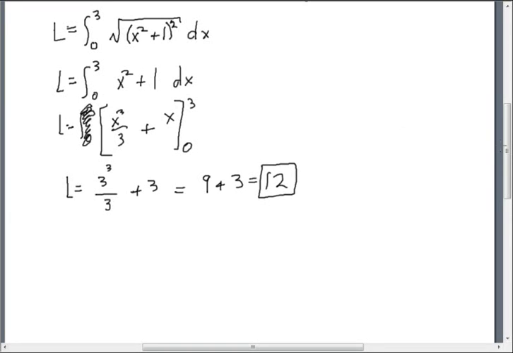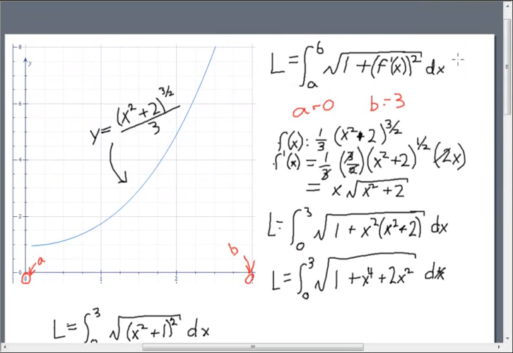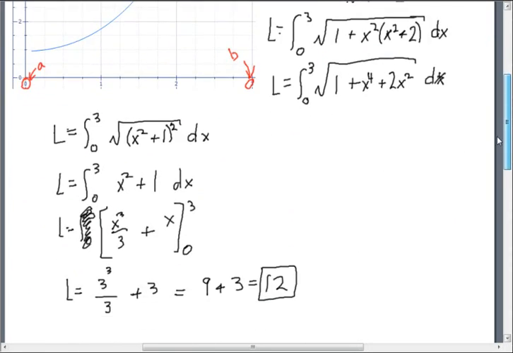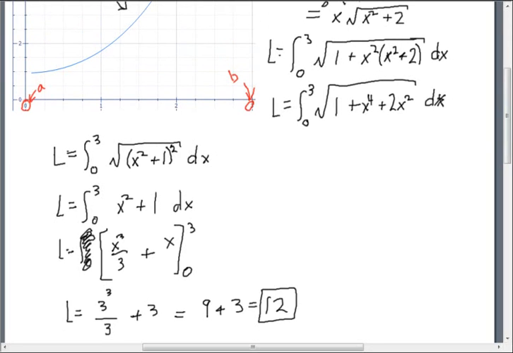So, if you were to come up here and hammer out this curve, it would stretch out along the x-axis. If it was a straight line, it would stretch out for 12 units. And that is an example problem of finding the arc length of a curve.